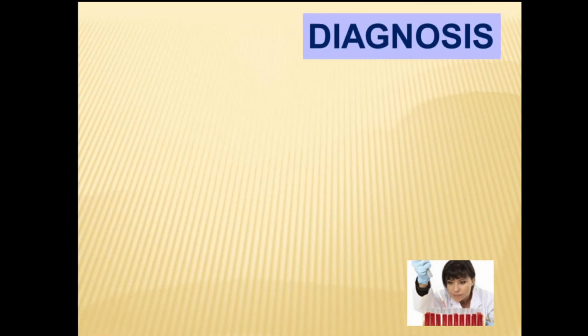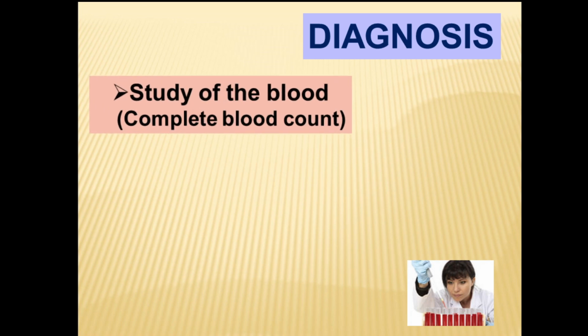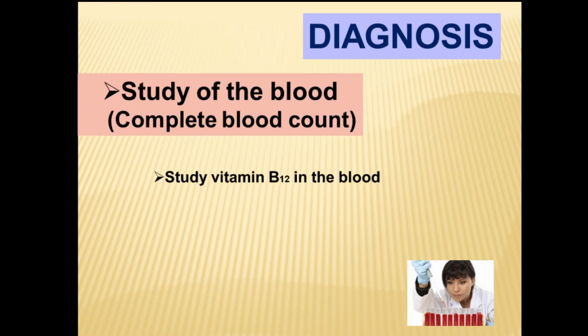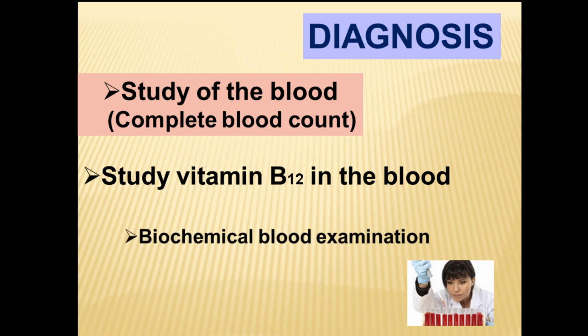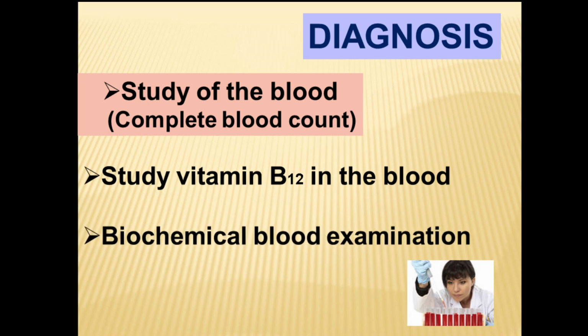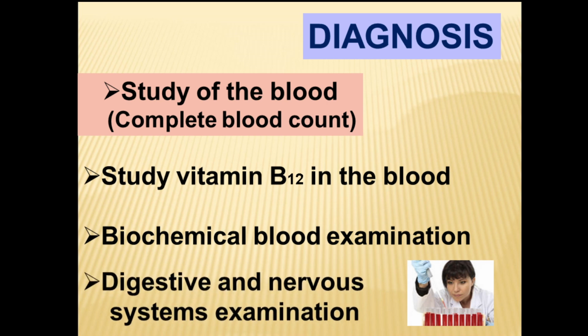Diagnosis is based on examination of blood, but we obligatorily check the level of vitamin B12 and send the patient's blood for biochemical examination, liver tests, and examine the digestive and nervous systems with specific tests.